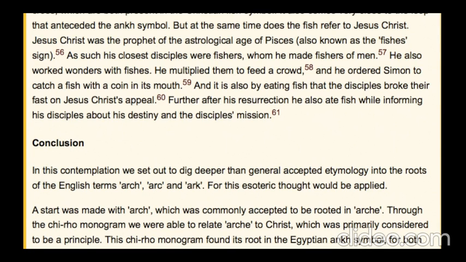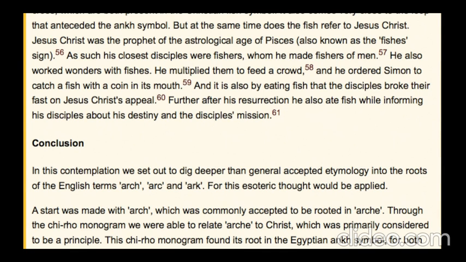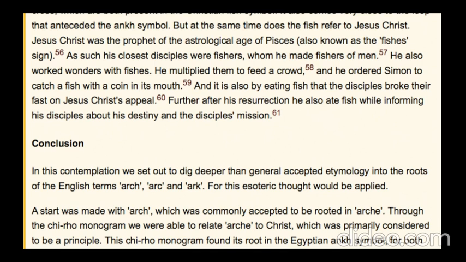Jesus Christ was the prophet of the astrological age of Pisces, also known as the fish's sign. As such, his closest disciples were fishers, whom he made fishers of men. He also worked wonders with fishes. He multiplied them to feed a crowd, and he ordered Simon to catch a fish with a coin in its mouth. And it is also by eating fish that the disciples broke their fast on Jesus Christ's appeal. Further, after his resurrection, he also ate fish while informing his disciples about his destiny and the disciples' mission.